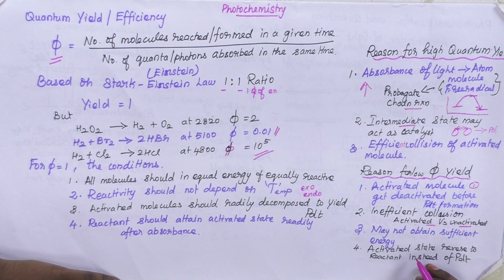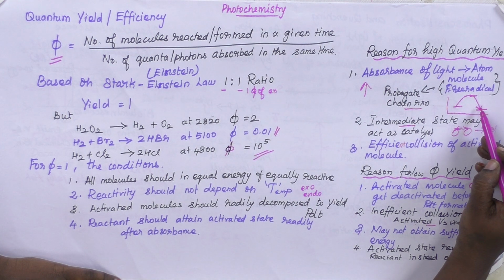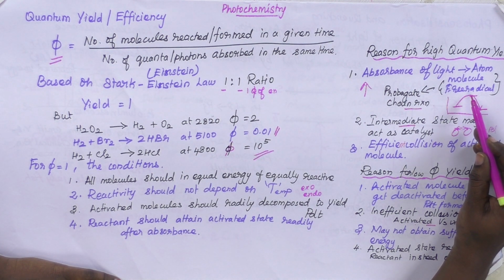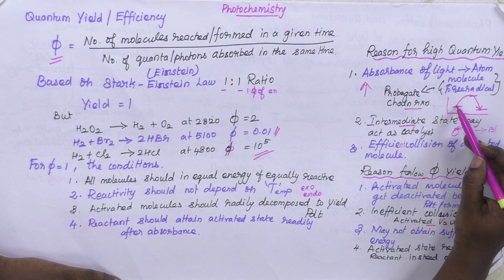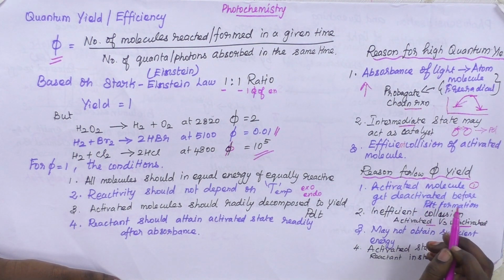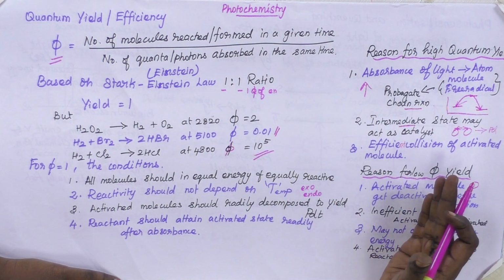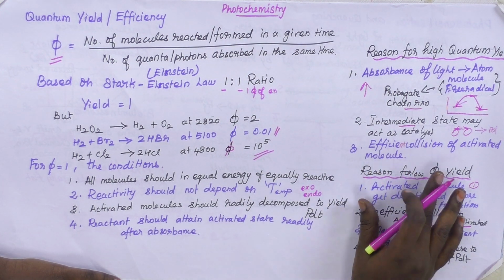The final one, the activated state reverses to reactant instead of product formation. So the activated state must have sufficient energy to produce product. Otherwise, the activated state molecule may get deactivated or reversed to the reactant side. This also may be one of the reasons for low quantum yield. So all these things explain the rate of a reaction or the efficiency of a photochemical reaction.